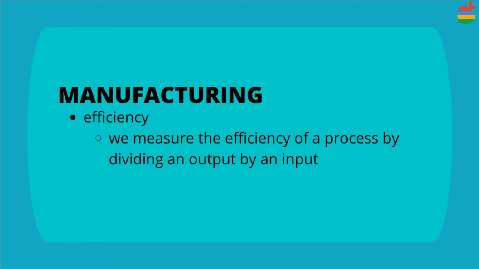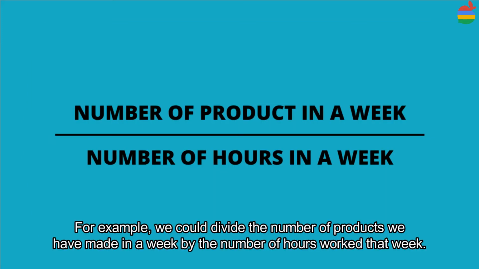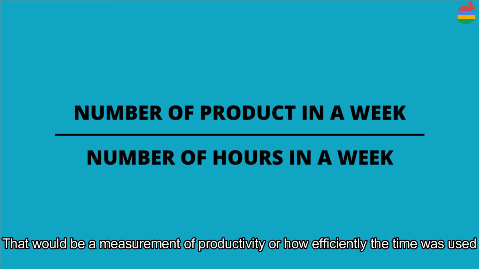We measure the efficiency of a process by dividing an output by an input. For example, we could divide the number of products we have made in a week by the number of hours worked for that week. That would be a measurement of productivity, or how efficiently the time was used.